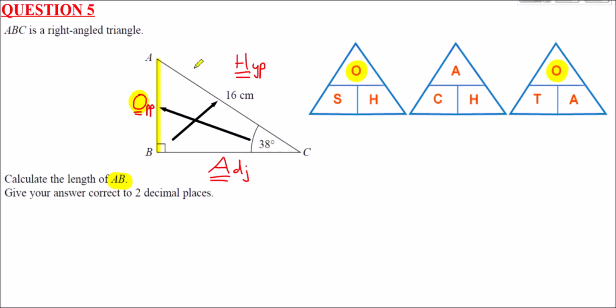We also actually know the hypotenuse. So I'm going to colour in the hypotenuse in green because we know that the hypotenuse is 16 centimetres. So I'm going to colour in H for hypotenuse. So we circle the triangle that includes the side we know, hypotenuse, and the side we want to know, which is AB. The most useful triangle is going to be the SOH triangle, because this is the only one that includes the side we know and the side we want to know.